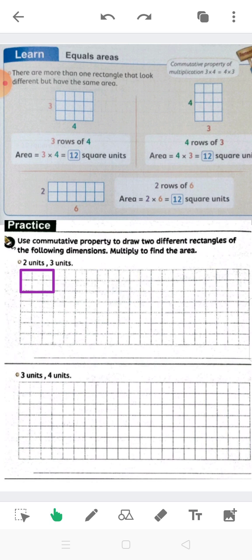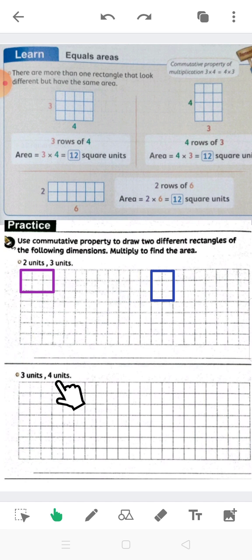I need to do it using a different strategy. What do we have here? It equals 6. Okay, I can flip. I make the rows 3 and make the columns 2. Let's see here. I've got 1, 2, 3. 3 for rows and 2 columns. So I have got the same area. 1, 2, 3, 4, 5, 6. It's 6 square units.